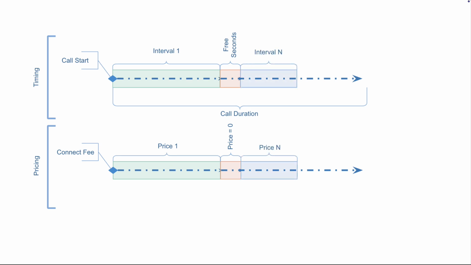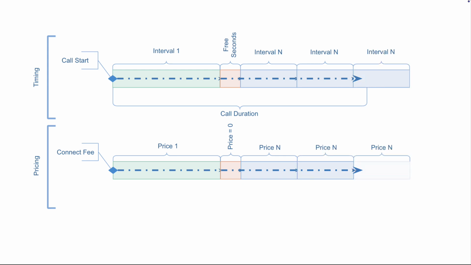If the call duration extends beyond the free seconds interval, the charge for the respective number of intervals n will be added. Note that a call may end at any point within the final interval n. Although it is clear from the formula, to make it explicit, any interval, including the final one, is charged in full, even if the call ends before that interval is completed. For example, if interval n is 5 seconds and the call ends during the third second, the system will still charge for the full 5 seconds.